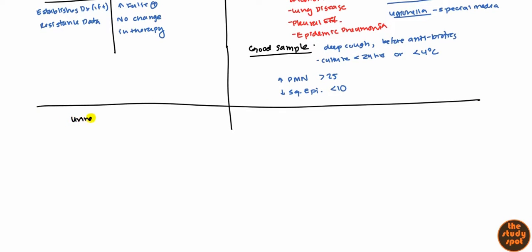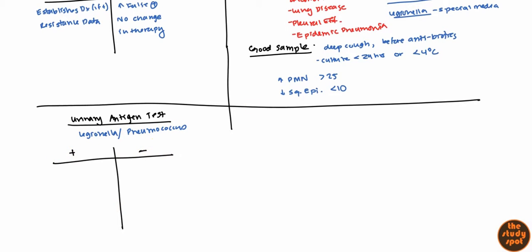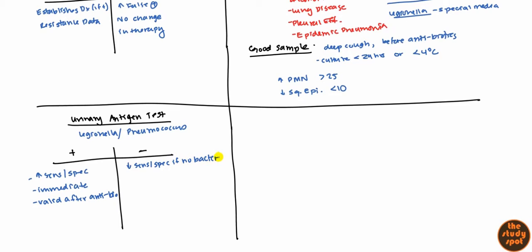Besides this, you also have the urinary antigen test. Right now, it's only being used for Legionella and pneumococcus. Now, what are some pros and cons again? Pros is it's very sensitive and specific. You can get immediate results, and it's even valid after antibiotic therapy. So those are really good pros right there. However, the negative is that if there is no bacteremia, then the sensitivity and specificity decrease. So that's another important point, so you want to keep that in mind.